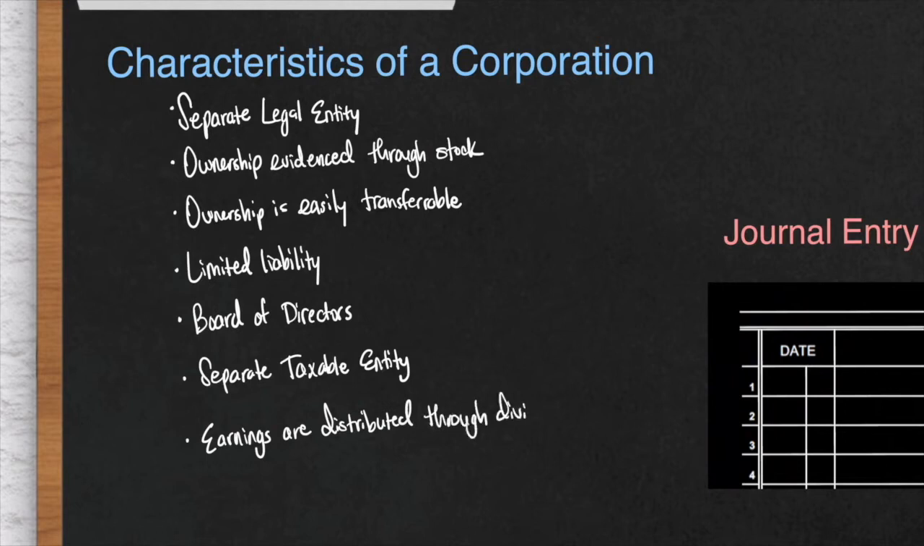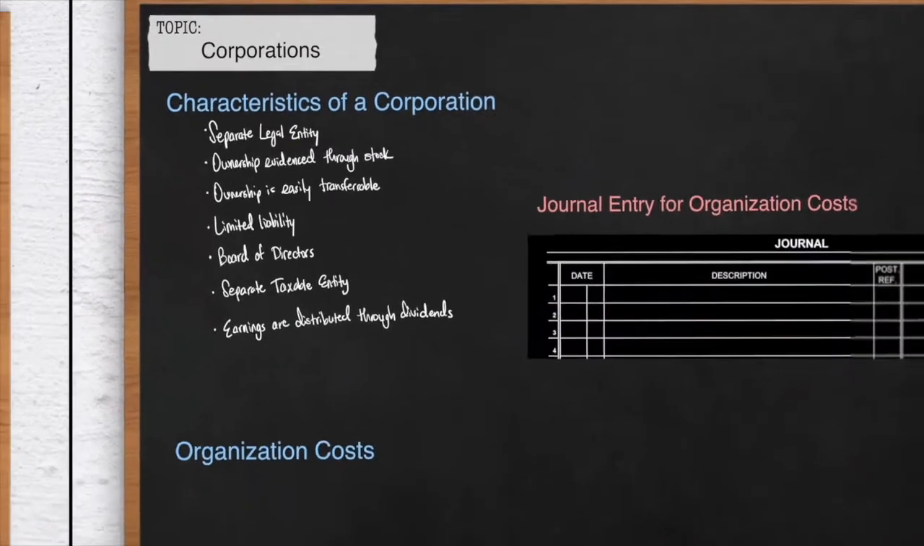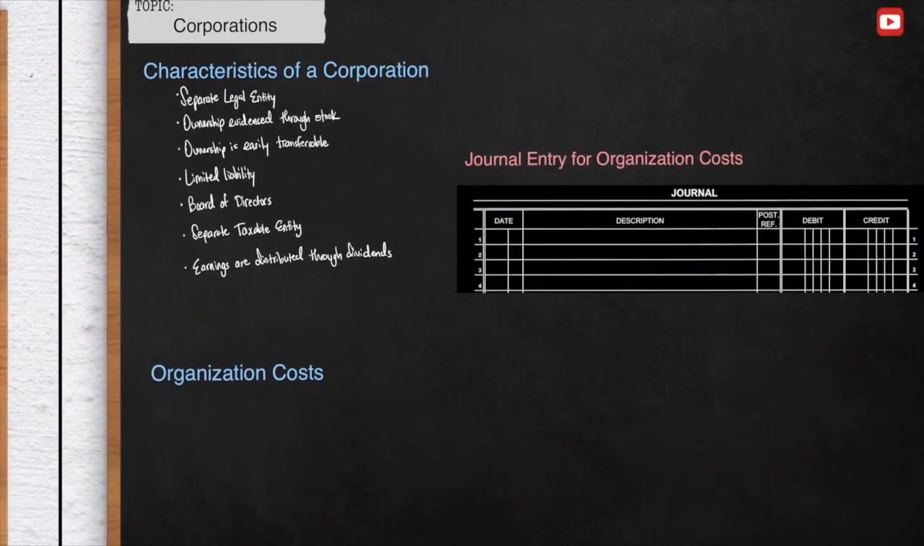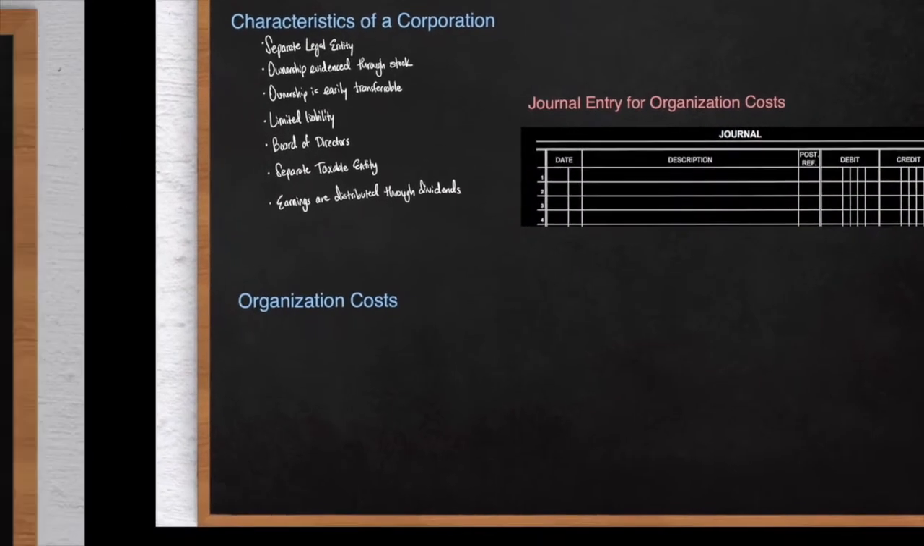Earnings are distributed through dividends, meaning if the corporation makes enough money and has really good cash flow, the board of directors may decide to give some of that back to the shareholders in the form of either cash dividends or stock dividends.